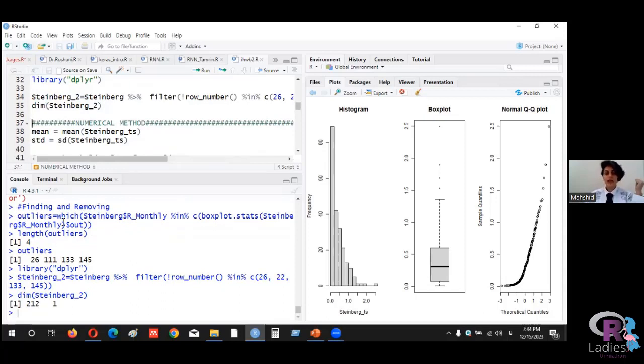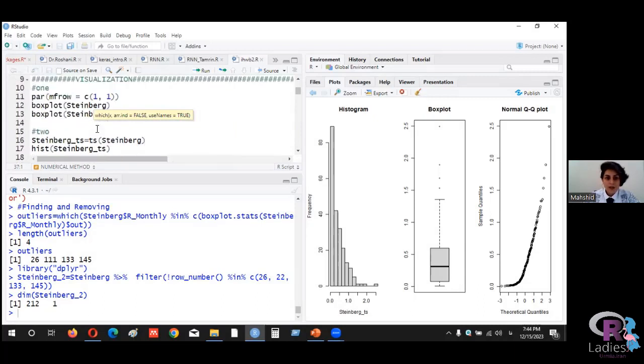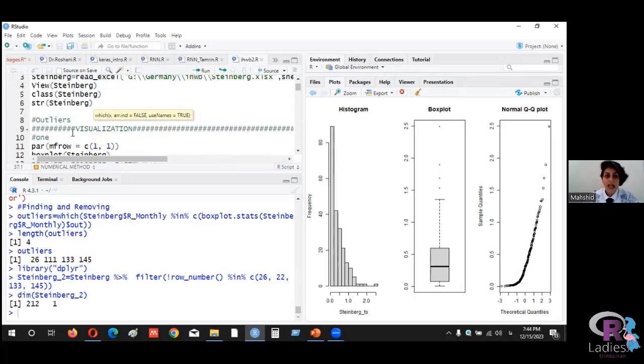But in the last step, we had 216. It means that here we've removed the outliers. And yes, so this is the explanation of finding and removing the outliers by visualization method.